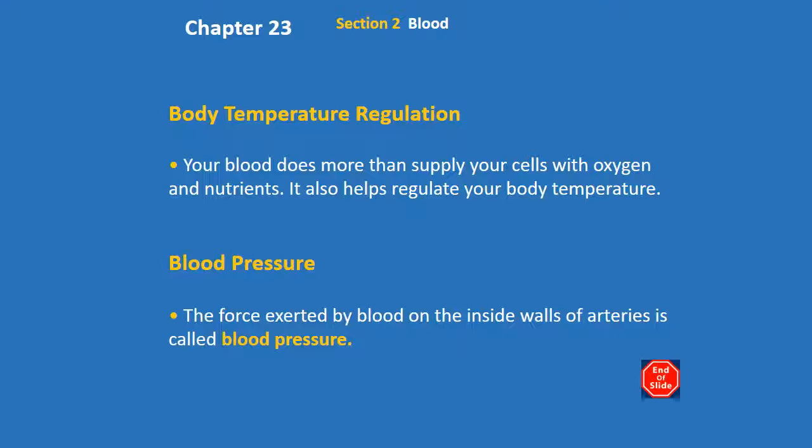Now, if you're really cold, your blood vessels do the opposite. They get smaller or they constrict. They get further away from the surface of your skin. They slow the blood flow to your skin to trap heat inside your body to help keep you warm.